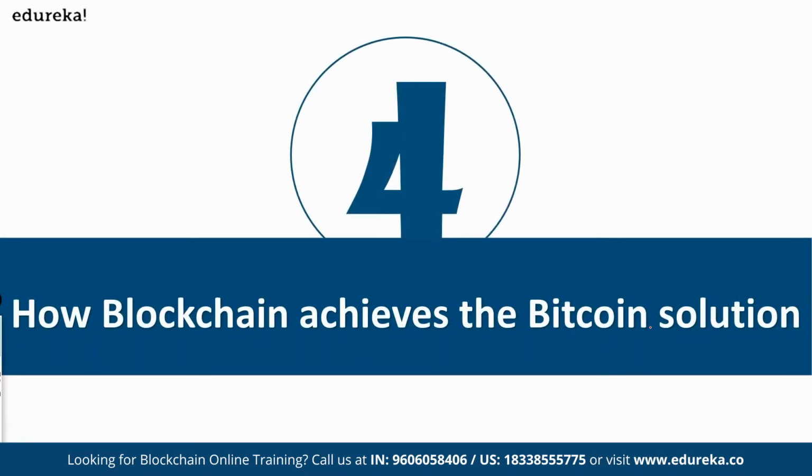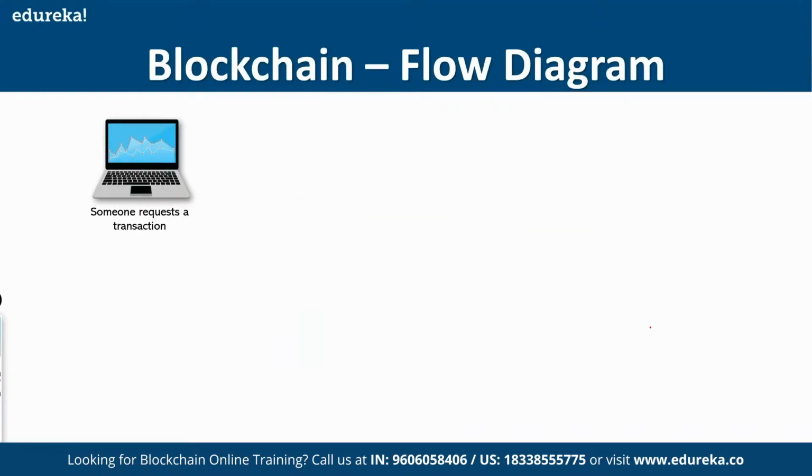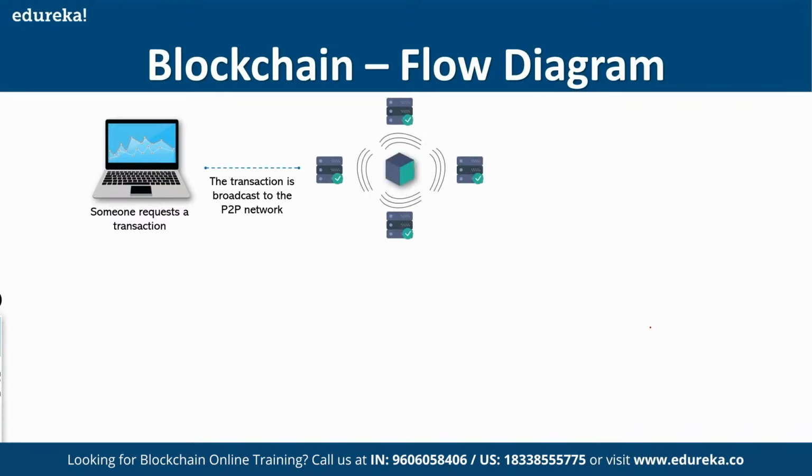So now, how does blockchain achieve the Bitcoin solution? Let's see how blockchain is going to achieve the Bitcoin solution. Let me say if someone like Alice requests a transaction from Prashant. Alice says, hey Prashant, please send me 2 bitcoins. Then let me say Alice has requested a transaction to me. The next step will be, if you could observe here, the transaction will be broadcasted to the network.